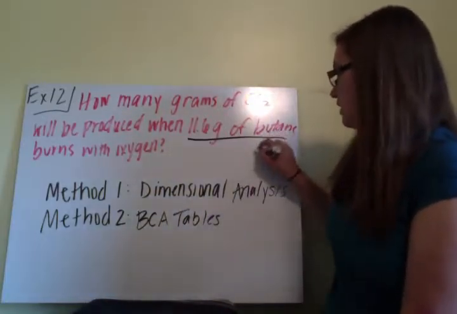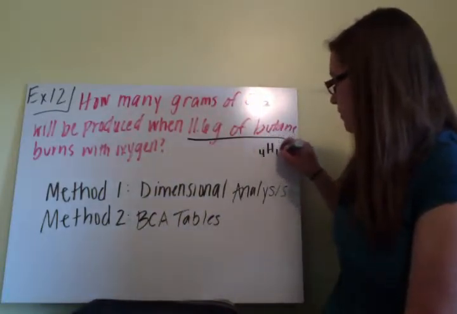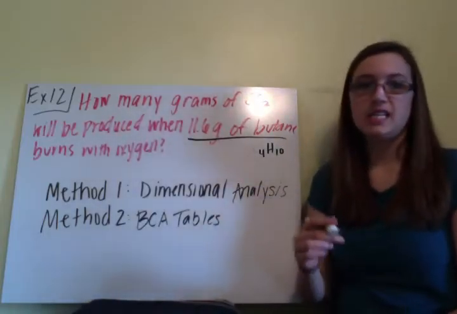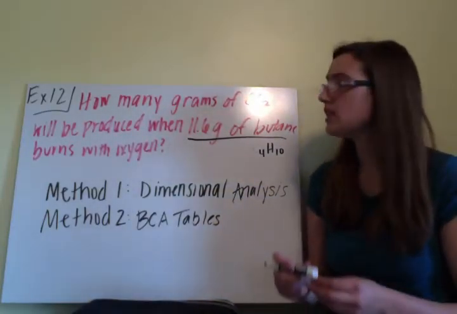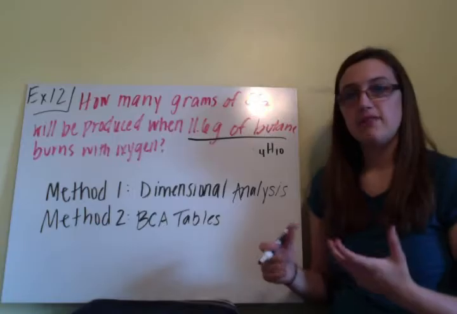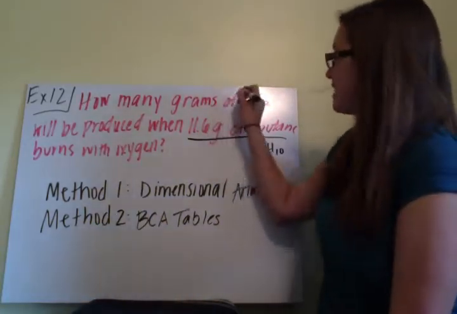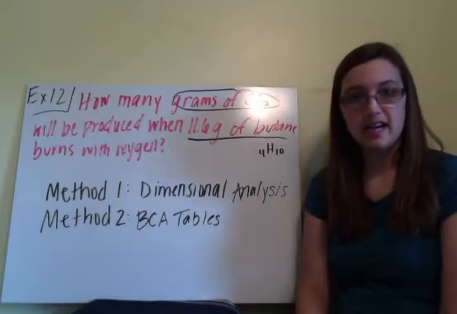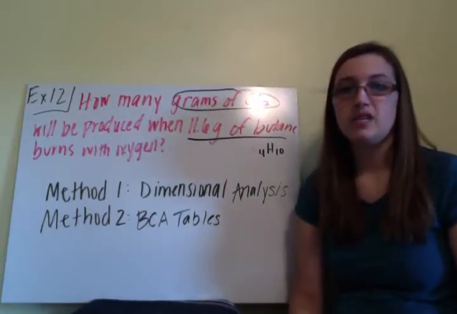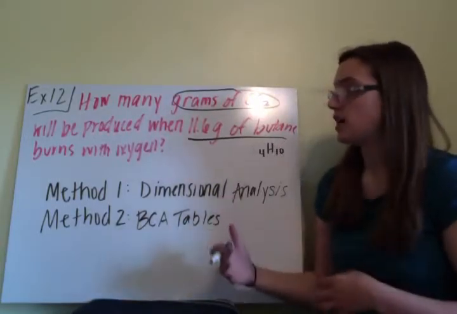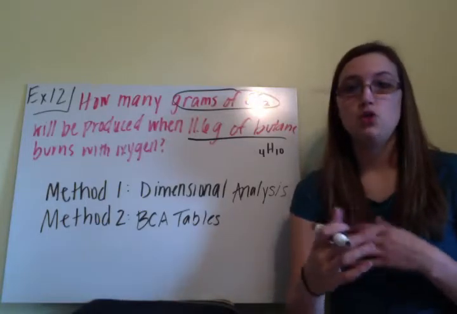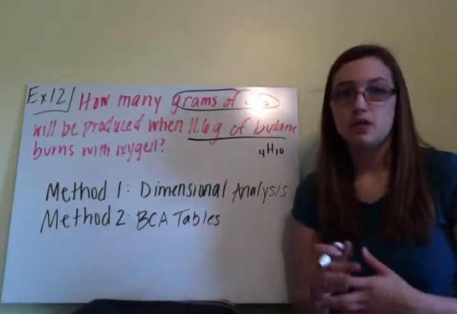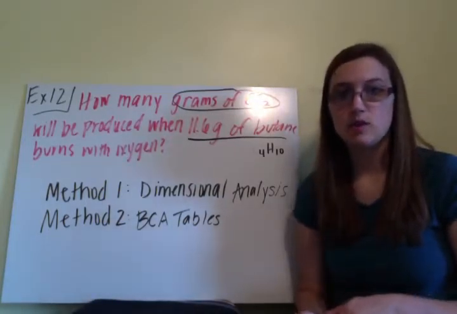Some of you might know it, some of you might not: butane is C4H10. So that's our given information. What it's asking us to find is grams of carbon dioxide. So we have a given piece of information, and we have what we're trying to find. We're going to go through two different methods, dimensional analysis and BCA tables.